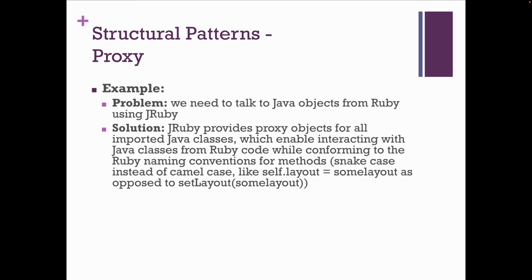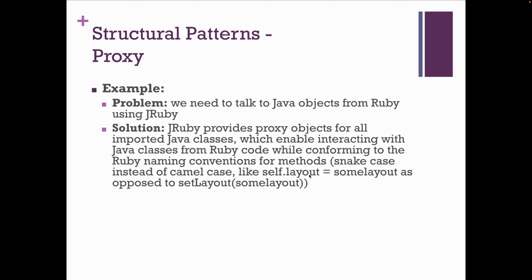Basically, yeah. Actually, it's not me. JRuby uses it. I use it and JRuby uses it. So JRuby lets you talk to Java from Ruby, which is awesome. But the way they do it is they use the proxy pattern. So they take Java objects and they give you Ruby proxies for them. And then you can call methods the Ruby way.